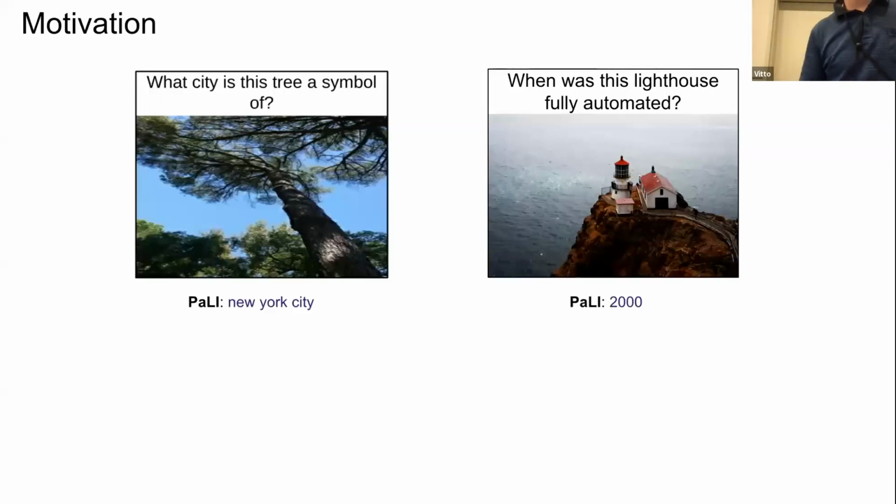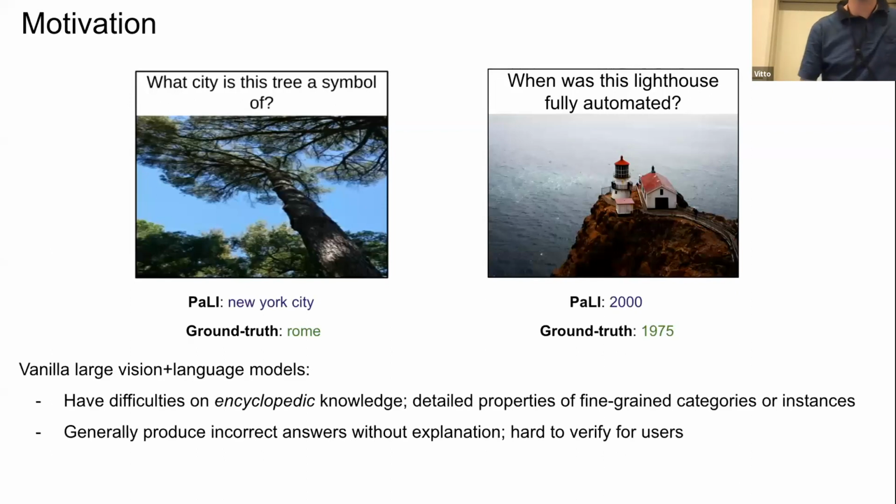PaLI from Google doesn't know either. It does it completely wrong. It says this, but in reality, this is the answer. Large vision language models, we'll see later PaLI, PaLM and others, they really have trouble with this encyclopedic knowledge. Questions about detailed properties of fine-grained categories or instances, because it's very difficult, even if they saw it in the training set, and they did see this in the training set, it's very hard to memorize the details in the model parameters. Also, sometimes these models produce wrong answers without any explanation. So if you're a user, you get this answer, 2000, yeah, sure, what do I know? Maybe it's right.